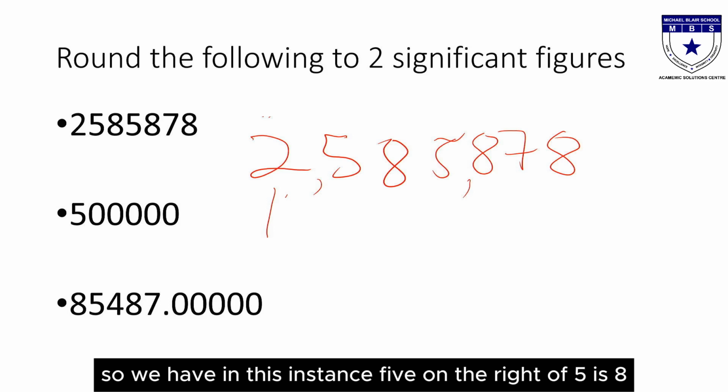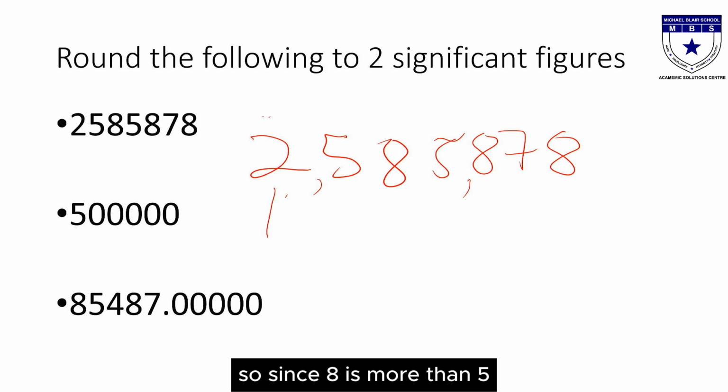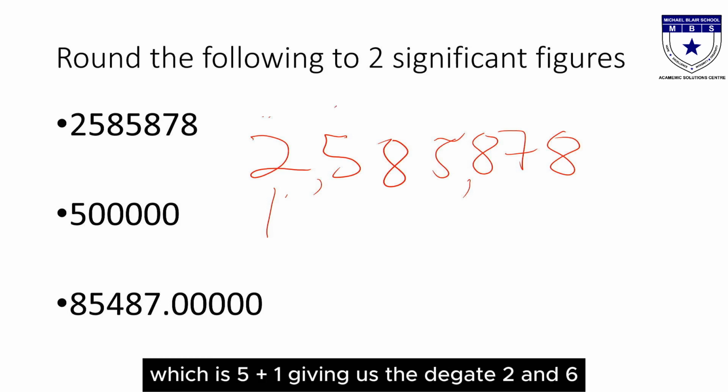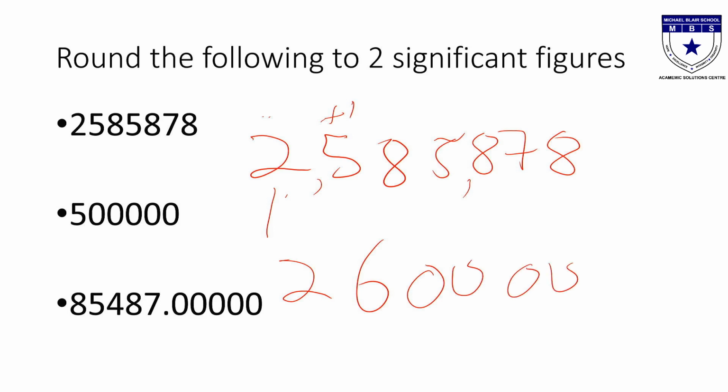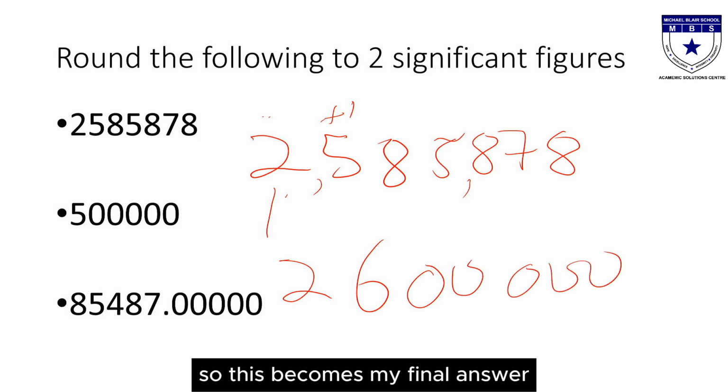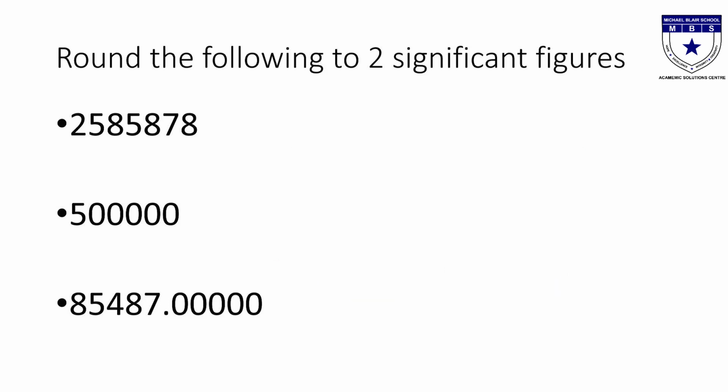So we have in this instance 5. On the right of 5 is 8. Since 8 is more than 5, we have to add 1 to the 5, the second significant figure, which is 5 plus 1, giving us the digits 2 and 6. And apart from that, you replace the rest with 0. So this becomes my final answer.